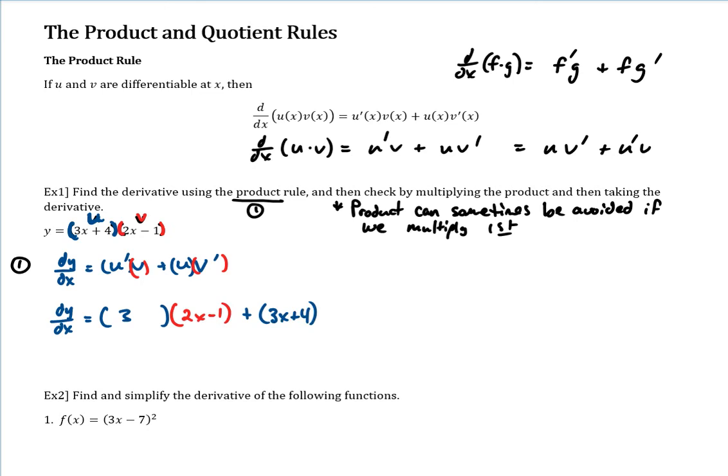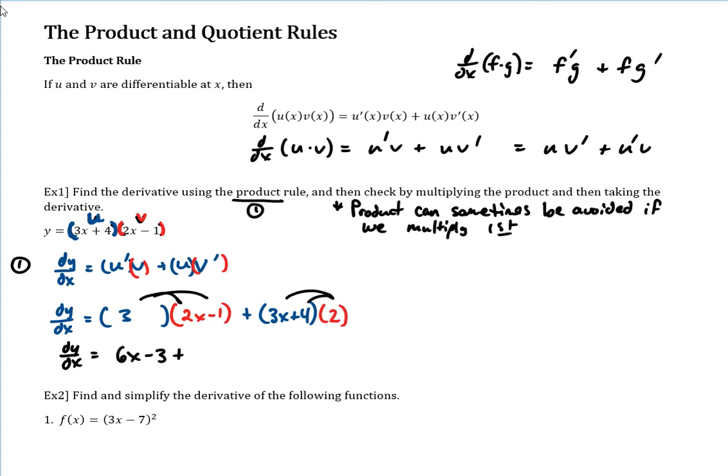And then v prime, well, I can take this derivative with no problem. It looks like it's just 2. So the derivative of 2x minus 1 is 2. And then, like most derivative problems, we just need to simplify afterwards. So dy dx, this 3 would distribute. So we'd have 6x minus 3. And then this 2 would distribute. So I'm just distributing.